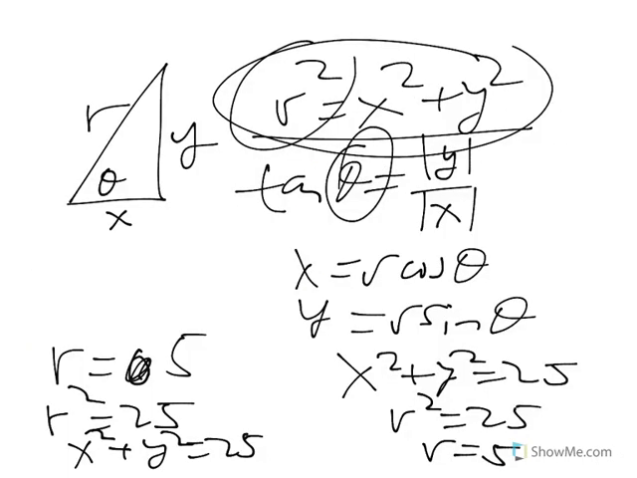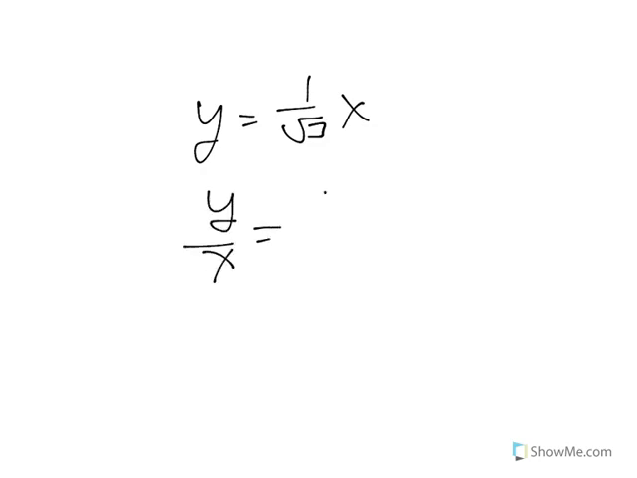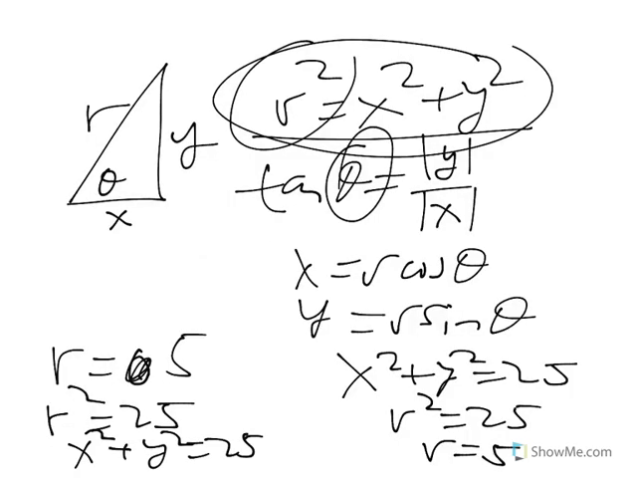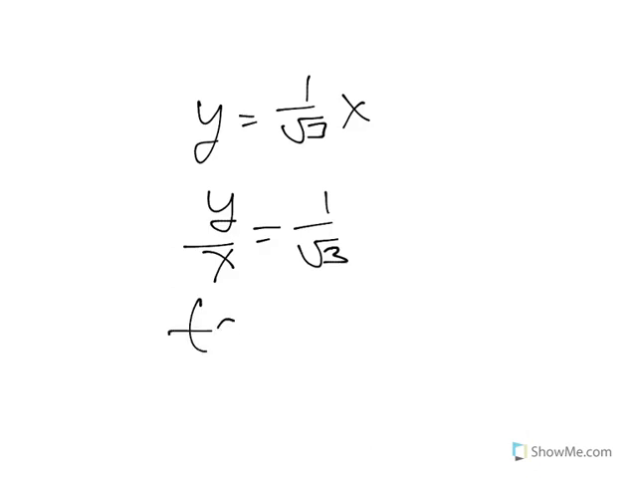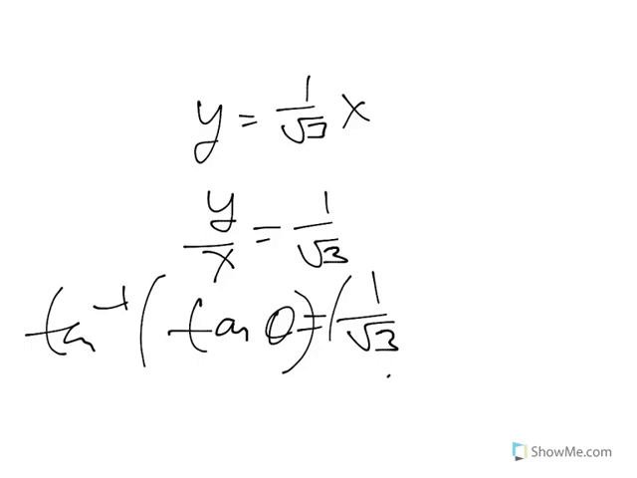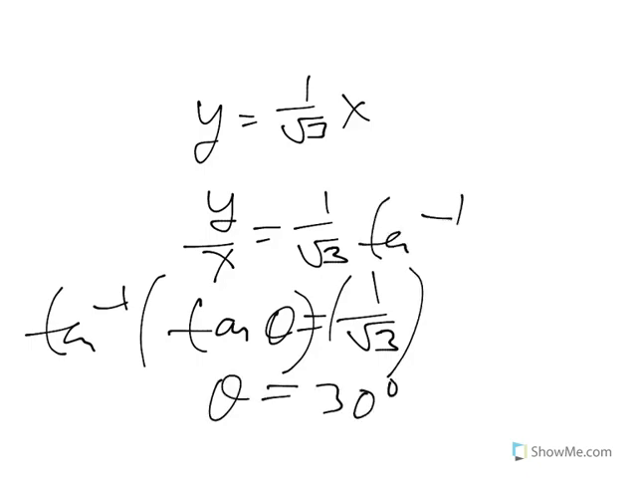We could go in the other direction. If I started with y equals 1 over radical 3 x, I could divide both sides by x. And then we have the rule that tan theta is y over x. So I can replace this with tan theta equals 1 over radical 3. And then I could do the tan inverse of both sides, and I would get theta is equal to 30 degrees.